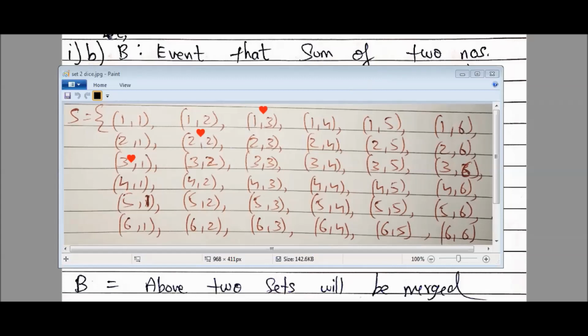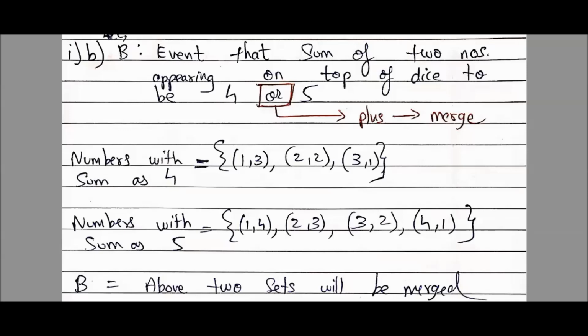Stay on the screen, students. Okay, students. 1 comma 3, 2 comma 2, 3 comma 1. Sequence does not matter. Now numbers with sum 5. Now I think students you can manage this. You just have to add and see. So I have 1 comma 4. 1 plus 4 is 5.